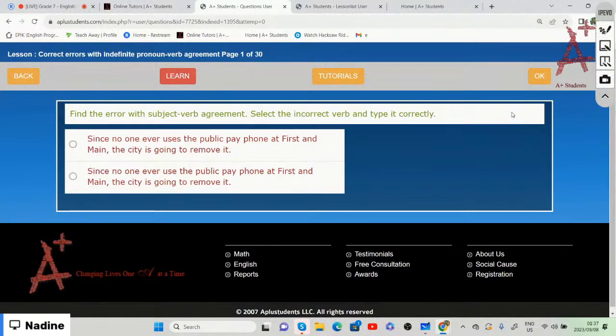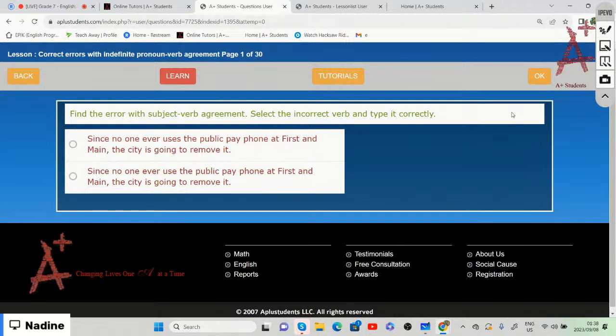Since no one ever uses the public payphone at First and Main, the city is going to remove it. Or is it, since no one ever uses the public payphone at First and Main, the city is going to remove it.